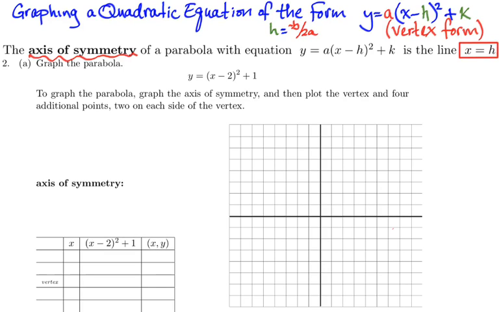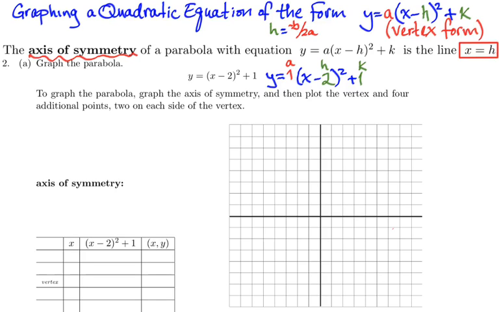Okay, so let's look at an example. This is lesson 20, the worksheet that goes with lesson 20, problem number 2, part A. It says graph the parabola y equals x minus 2 squared plus 1. So let's look at what a, h, and k are. We can rewrite this as y equals 1 times x minus 2 squared plus 1, and we can see that a is 1, h is 2, and k is 1.